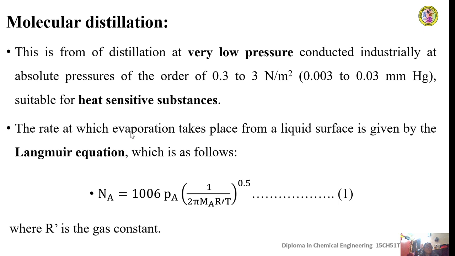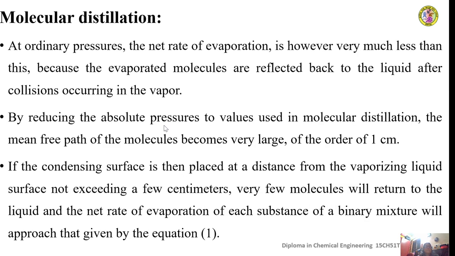So the rate at which the evaporation takes place from a liquid surface will be given by an equation called Langmuir equation, which is as follows. So NA represents the rate of evaporation that is taking place, that equals 1006 Pa into 1 by 2 pi Ma R dash T to the power of 0.5, where this R dash in the equation is gas constant. Okay, Pa is the vapor pressure.